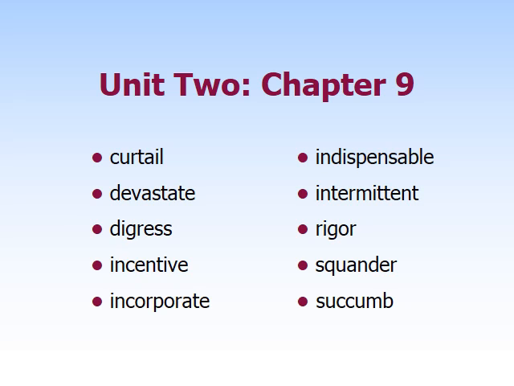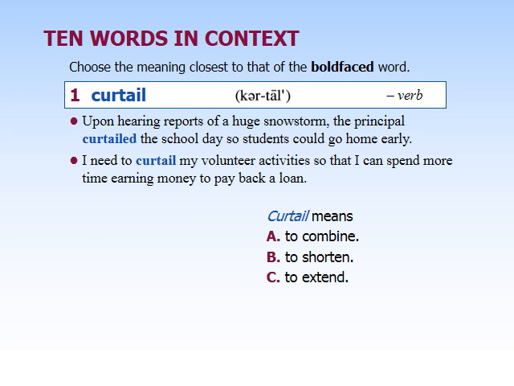So curtail, there's devastate, ate is the sound, digress, incentive, that IVE is a clue, incorporate, and that ATE is a clue. Indispensable, able is a clue. Intermittent, that ENT is kind of a clue, not 100%. Rigor, squander, succumb. So our first word here is curtail, and curtail is a verb.